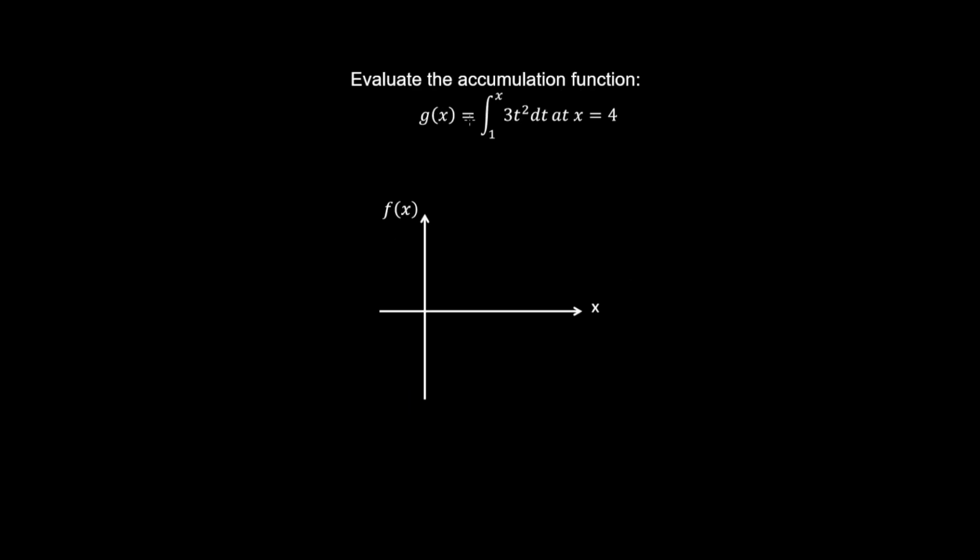Let's evaluate the following accumulation function. So if we evaluate this integral using the first fundamental theorem of calculus, we get t cubed evaluated from 1 to x, and therefore g of x is equal to x cubed minus 1. So if we plot this function here, it looks something like this. So we're integrating from 1 to x, and the function just accumulates as x moves to the right. So at x equals 4, what we get is 64 minus 1, which is 63.